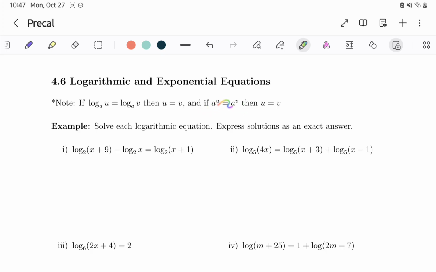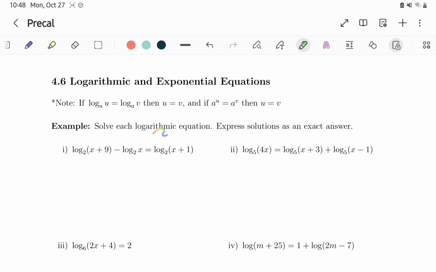And if we ever have a to the u equals a to the v, then we can also conclude once again that u is equal to v. And again, this holds for any expressions u and v. It's not like u and v have to be a single variable or number or anything like that. They could be entire expressions.